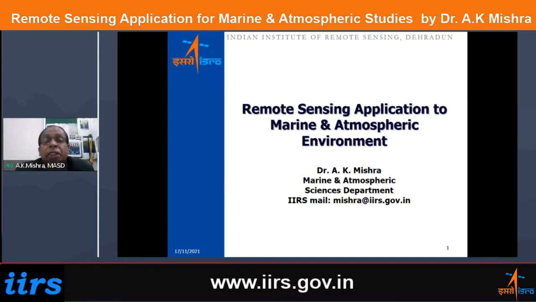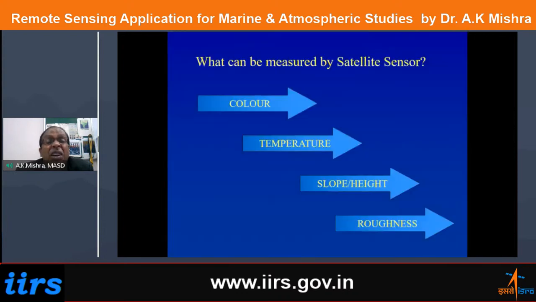We will be discussing the basic principles and the applications. So, what can be measured by satellite sensor? These basic 4 parameters are normally measured by a satellite sensor, that is color of the object and temperature of the object and slope and height of the surface and the roughness of the surface.